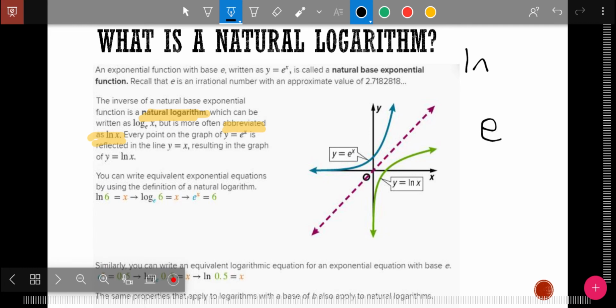So if I have e to the power of x, and then I do ln of e to the x, the ln of e would cancel out, and so I would just have x. So they are inverses of each other. Just like before, when log undid an exponential, the natural logarithm undoes the natural base exponential.